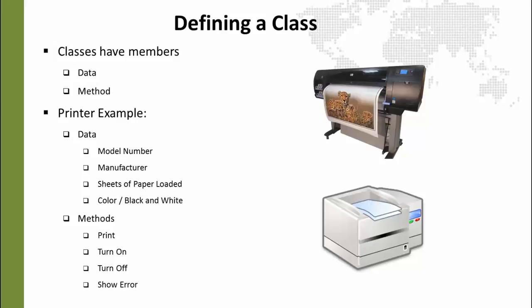So this is just some simple examples, and we will get into the code of how you do this. When you think about creating a class, you want to think in terms of data and methods, and those are going to be the members that exist inside of a class.